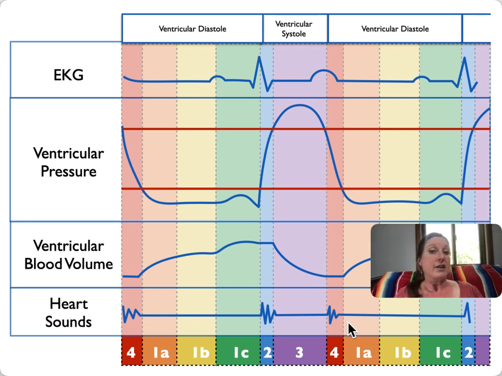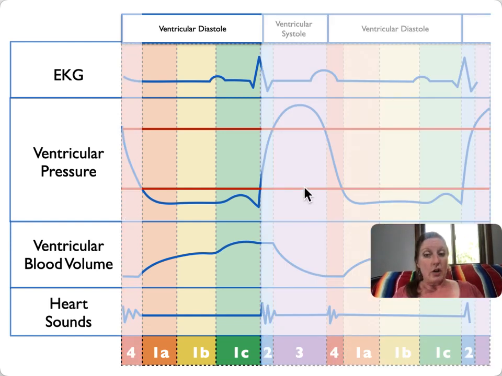Okay, let's start going through it phase by phase. We're going to start with ventricular filling, which has the three subphases. Now, if we look at this, there's not much going on in the EKG until we get to the third one, the P wave. There's really no change in ventricular pressure. The ventricular pressure stays lower than the pressure in the atria. We can see that the blood volume is increasing and there's no heart sounds.